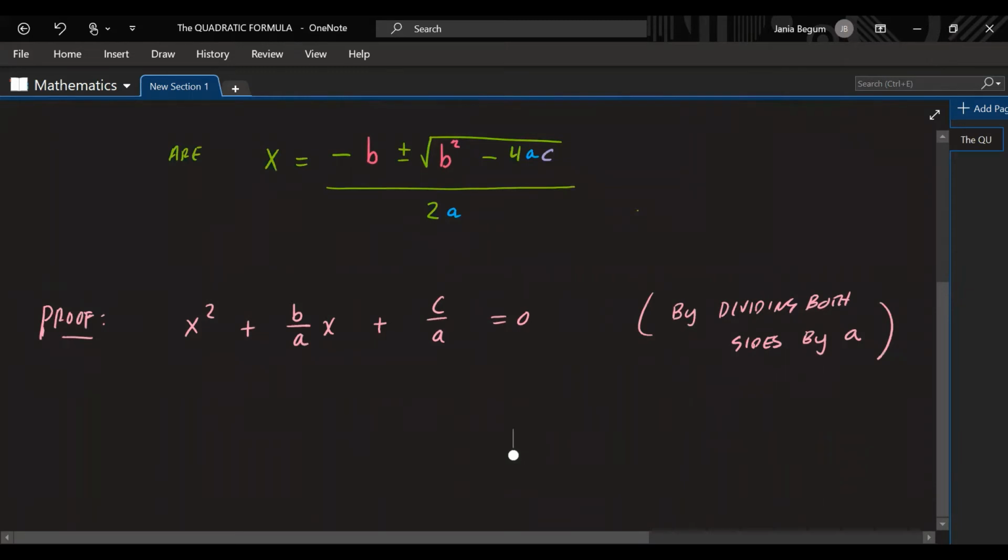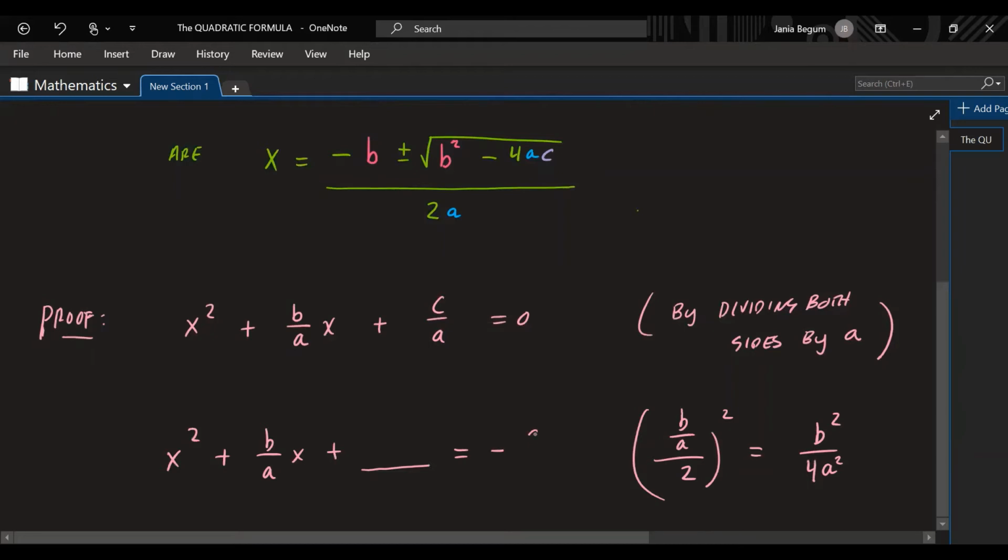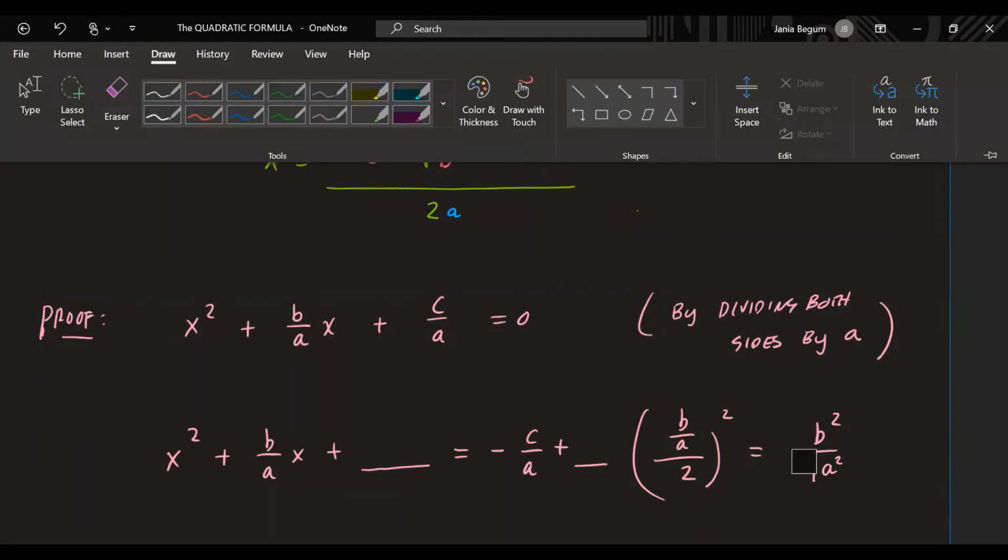For completing the square, we take half of the linear term, which is b over a. On the side, I'm going to show the work for you. If I take half of that and then square it, that's the value we're going to add to both sides of this equation. That would give us b squared over 4a squared. So we have x squared plus b over a x plus the extra term is equal to, and I'm also going to move the constant term to the other side, which is negative c over a, plus the extra term, which will be b squared over 4a squared.